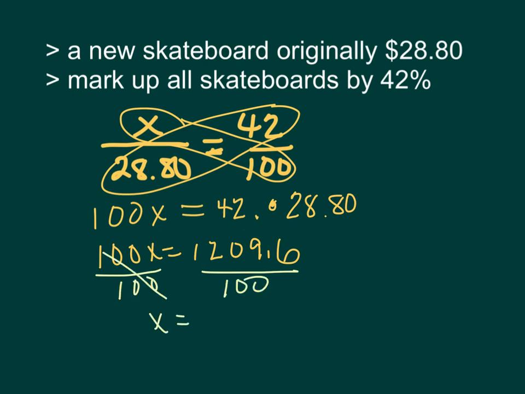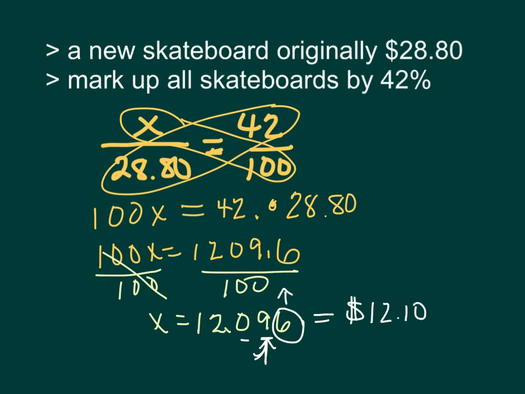And x is going to be equal to 12.096. Now, this has to be money, so we know that it has to end there. We only have two decimal places when we have money. So we have to look at 6. 6 is larger than 5, so we know that that means we're going to round up. Now, this number is already a 9. So in order to round that up, we know that that's going to be equal to $12.10. Now that, let's not forget that this is the markup.